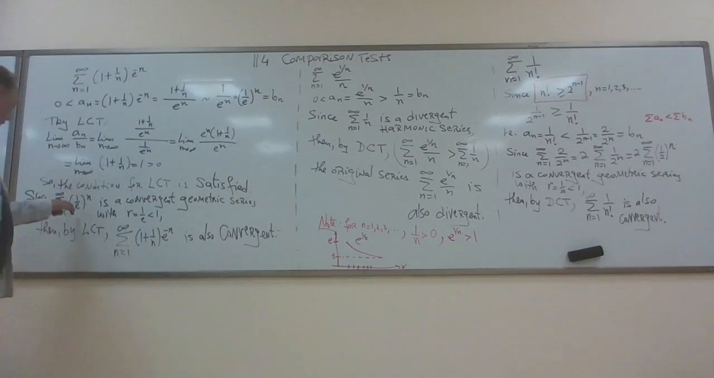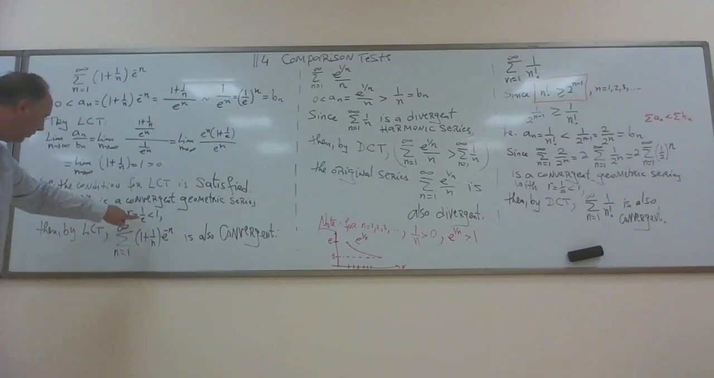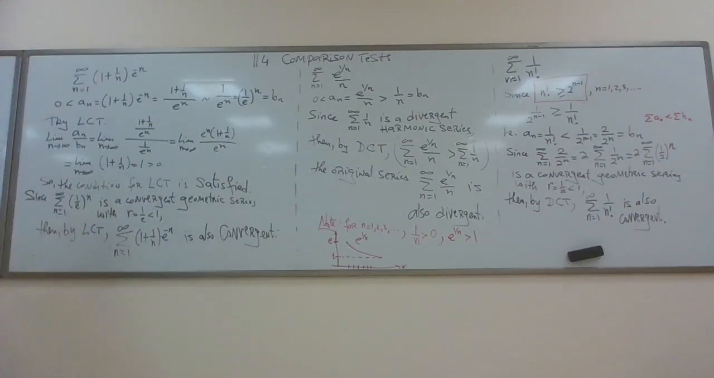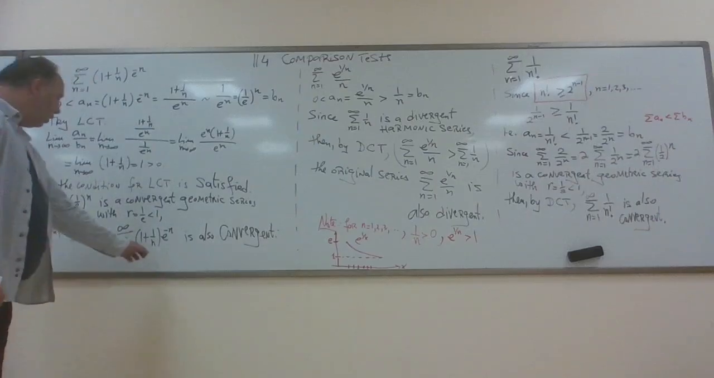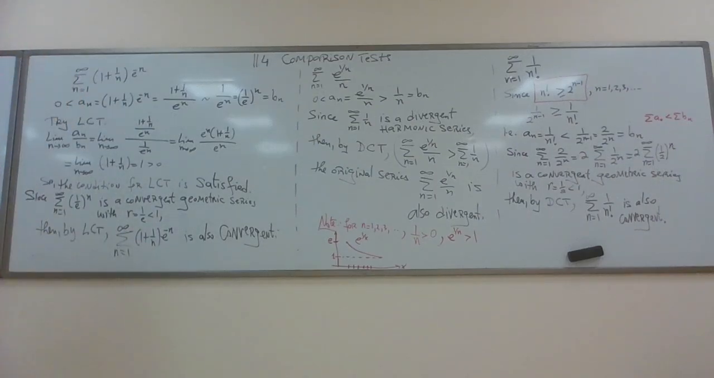Now we observe that the comparing series is actually a geometric series with r equal to 1 over e. That's smaller than 1. So our geometric series is convergent. Yay! So the limit comparison test tells us that both series are either convergent or divergent, and we know that our comparing series is geometric and convergent. Therefore, by limit comparison test, the original series is also convergent.